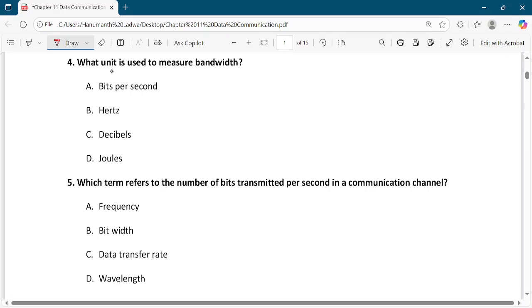Question number 4. What unit is used to measure bandwidth? Option A, bits per second. B, hertz. C, decibels. D, joules. So here option B, hertz is the right answer. Question number 5. Which term refers to the number of bits transmitted per second in a communication channel? Option A, frequency. B, bit width. C, data transfer rate. D, wavelength. So here option C, data transfer rate is the right answer.